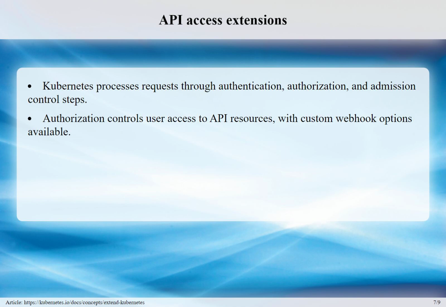Authorization determines whether users can access API resources like reading or writing. Unlike object fields, it's focused on whole resources. Custom authorization is possible with webhooks if built-in options don't suffice.